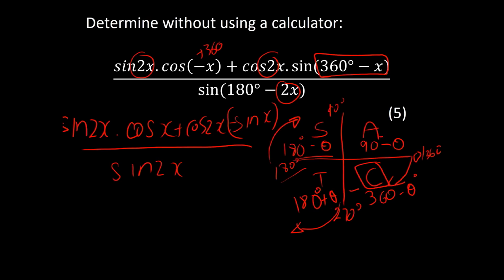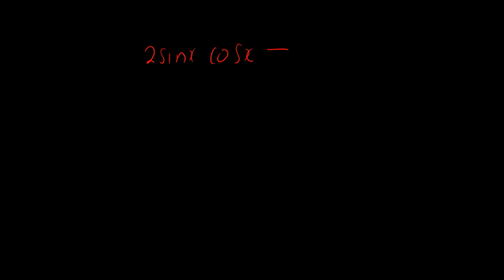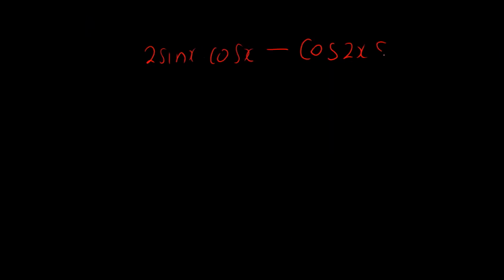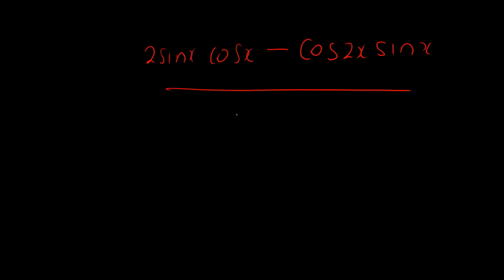So now, guys, sine of 2x, using my double angles, will become 2 sine x cos x, because remember that is the expansion for sine of 2x, minus cos 2x times sine x, and that was all over sine of 2x, which we can simplify to 2 sine x times cos x.